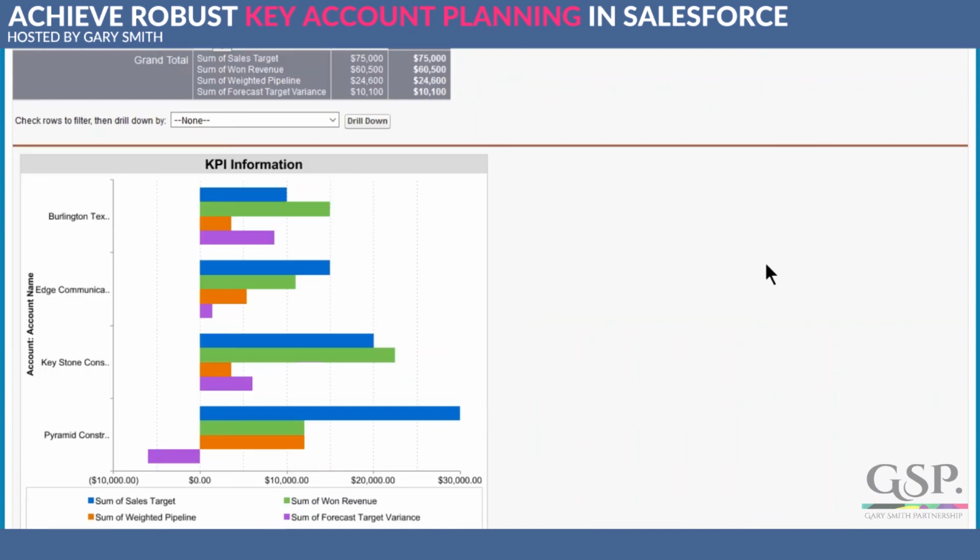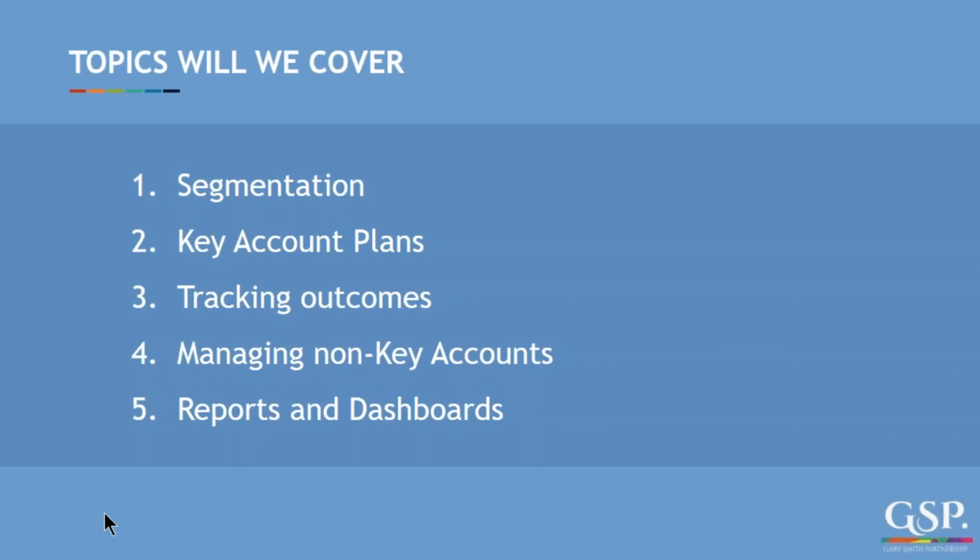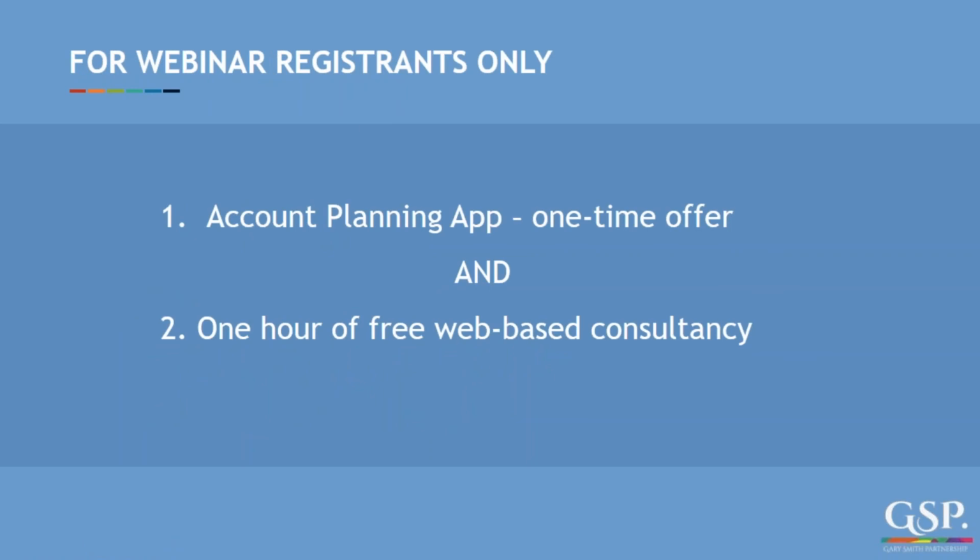So we've covered quite a lot there. Let me just finish on a couple of things. We talked about the segmentation, the key account plans, how you're tracking outcome and revenue against those account plans, on objectives and so on. We talked about activities and finding a robust way to manage activities in Salesforce against those accounts. We looked at the dashboard. There we go.